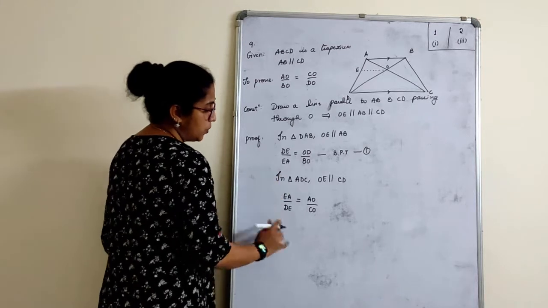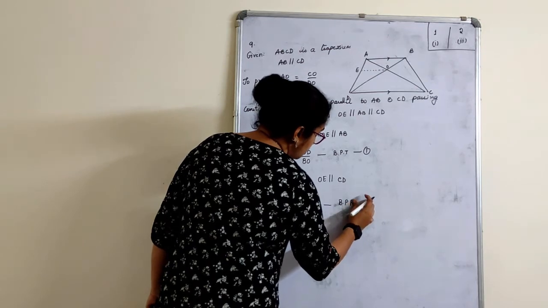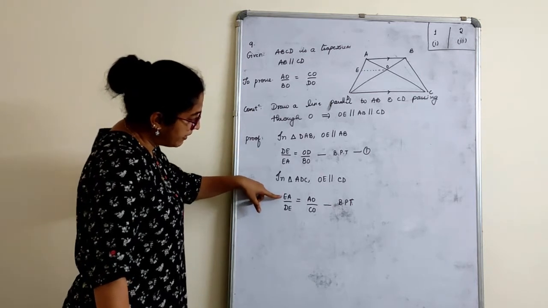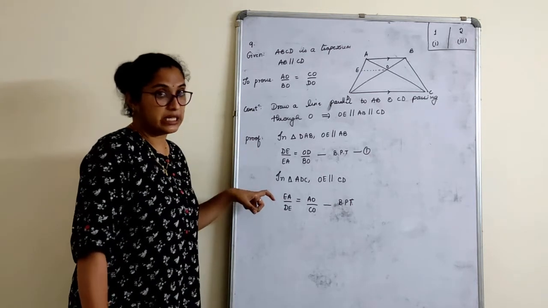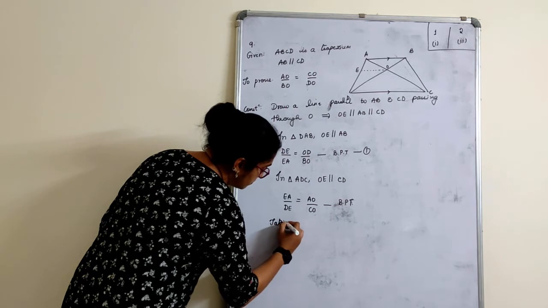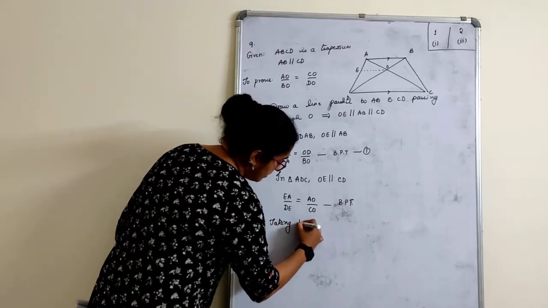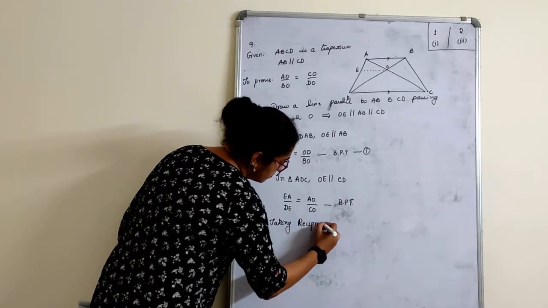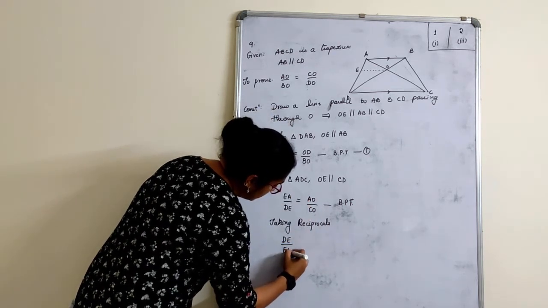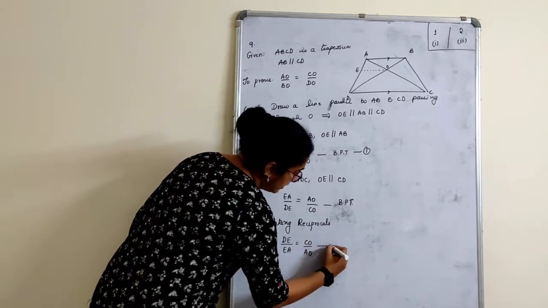Is this very clear? Okay. BPT. I will not write equation 2. Why? Because I will tell you. DA upon EA. Here we have EA upon DE. I can't say they are equal. That is why I need to take the reciprocal of this. Taking reciprocal. One fun thing is that you can take the reciprocal at any point of time. Taking reciprocals, this is DE upon EA is equal to CO upon AO. Now you can say equation 2.